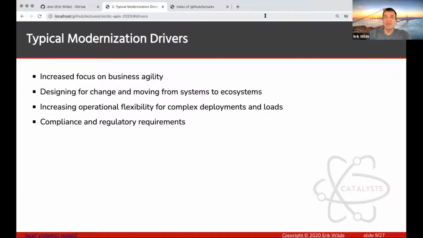So typical drivers that we see when we talk to large organizations are an increased focus on business agility, sometimes also designing for change. That's something where organizations also realize that they will probably undergo changes more frequently than they used to. That's an important observation, and something where you have to make sure that your organization is actually fit enough to be able to change at appropriate cost.